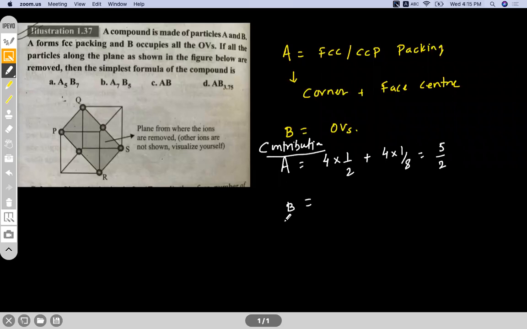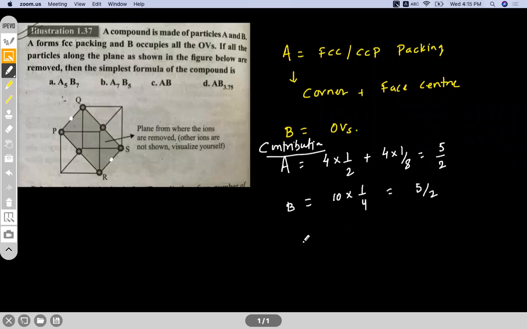Similarly, the contribution of B is what? Two edge centers have been removed and one body center. Out of 12 edges, two edge centers have been removed, so 10 are left. The contribution of an edge center is 1/4. Body center has also been removed. So it is again 5/2.